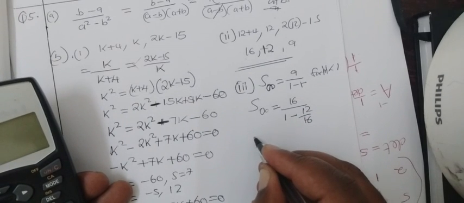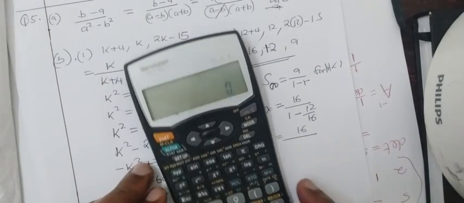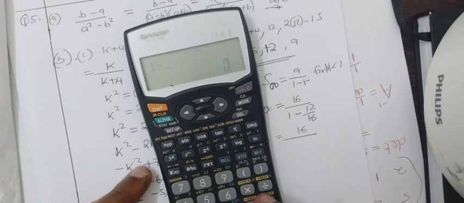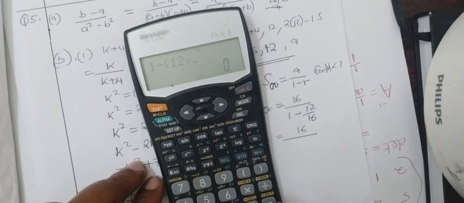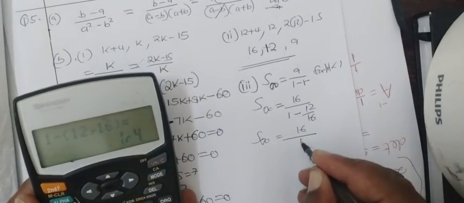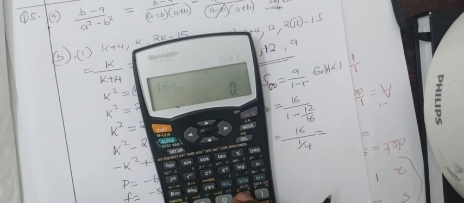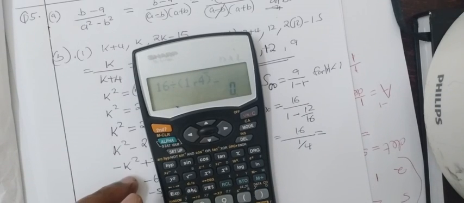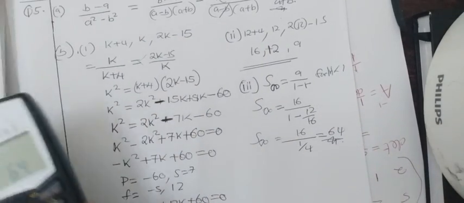this is the sum to infinity is equal to 16 divided by, you can use your calculator here. You say 1 minus, open the bracket, 12, this symbol here, divided by 16. What do we get? We get 1 over 4. So I've got 1 over 4. You say this is equal to, again you say 16 divided by 1 divided by 4. What do you get? The answer is 64. That is your answer. Okay, then you are done with question 5.